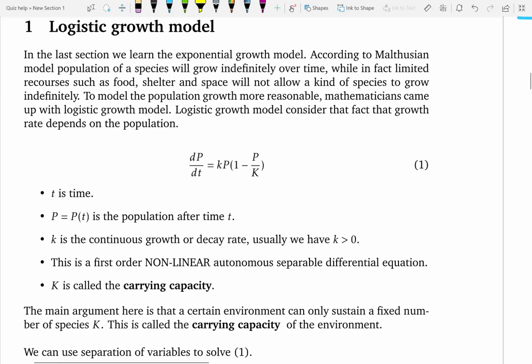Let's learn about this. P is the population after certain time t. Of course t is time. We have two k's here, uppercase K and lowercase k. The lowercase k is the growth and decay rate, which is the same thing that we have learned before. Capital K, we call it the carrying capacity. Carrying capacity means the capacity, or the number of species, that a certain environment can hold. What does that mean?